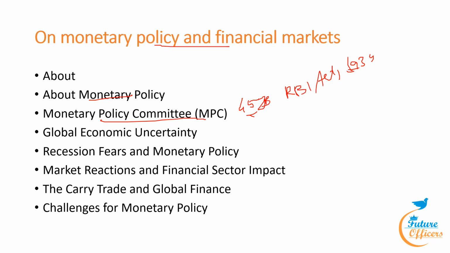With this, we have to know about the members of the MPC: the RBI governor as its ex-officio chairperson, the deputy governor in charge of monetary policy, an officer of the bank to be nominated by the central board, and three persons to be appointed by the central government. So they are the members of the Monetary Policy Committee. What are the functions of this committee? They have functions such as setting policy interest rates, inflation targeting, economic analysis and forecasting, and also decision making.